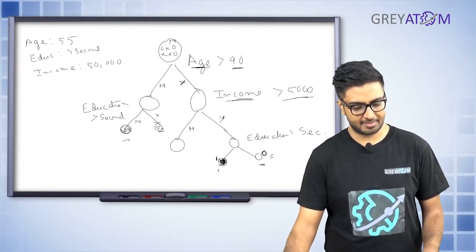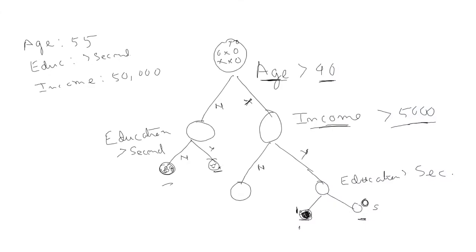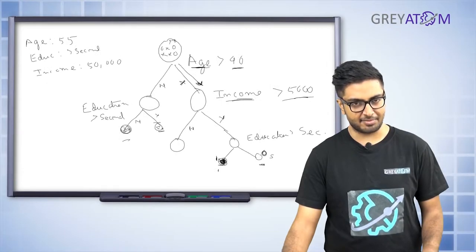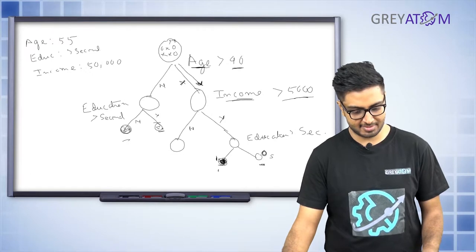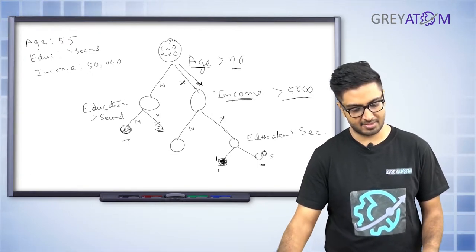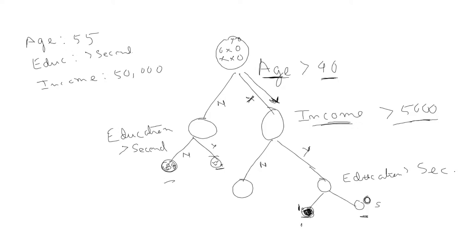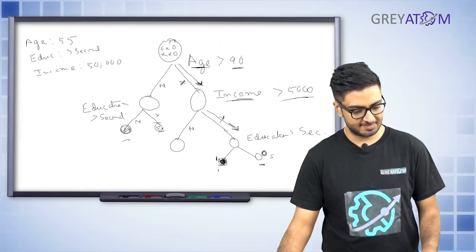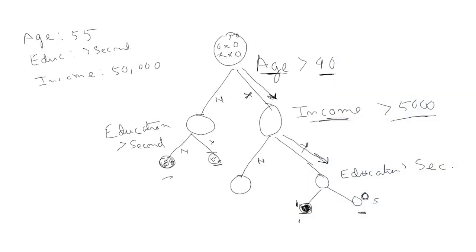So how would you do that? You would say, okay, age is 55, so he's falling into this particular node. This is where you split. This is the first split, right? Age greater than 40 or not. Based on that, he should go into this branch of the decision tree. Now in this branch, the next decision is income greater than 5,000 or not. Your income is 50,000, which is greater than 5,000. So now you would follow this particular branch of the tree, right? And then you would say education is greater than secondary or not, which is yes. So this is the particular branch for it.